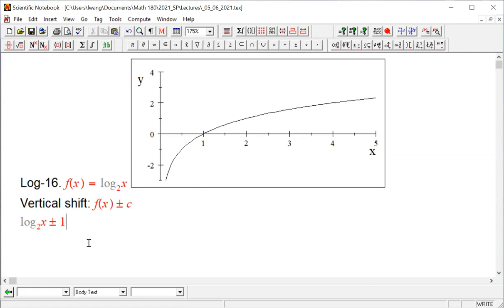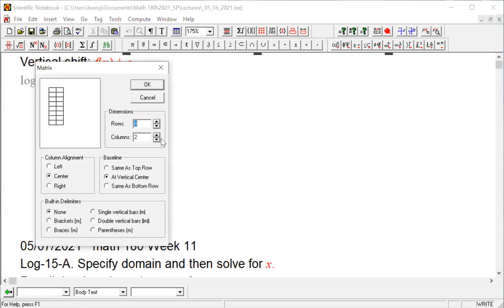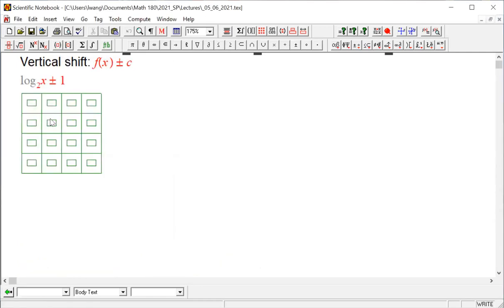What do you think? If it's plus 1, it'd be shifting up. Shifting what? Up. That's right. And minus 1 is going to shift down. Very good. So let's make a table to do this comparison. I want you guys to make these tables as well. We're going to look at domain and range and so on and so forth. Make 4 columns.